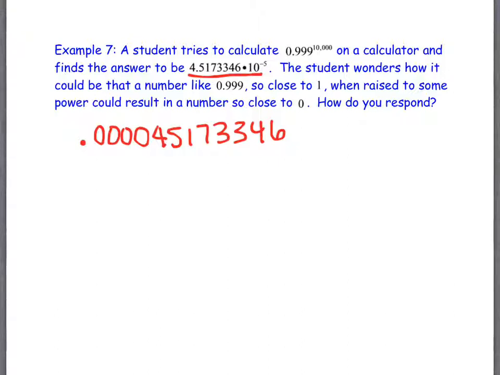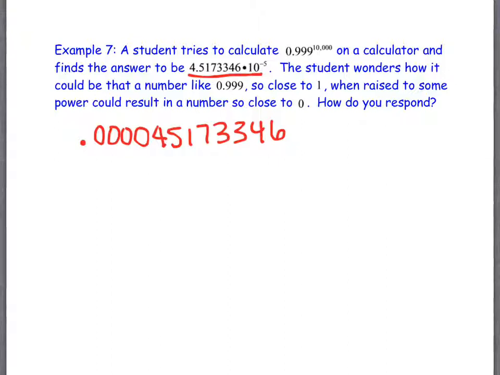Agreed? All right, the student wonders how it could be that when he started with the number 0.999, which was so close to the number 1, and he raised it to a power, it turned into a number so close to the number 0. Because normally, if you took the number 1 and raised it to a power, it would still stay 1. It wouldn't change. So the question is, why is it doing that?